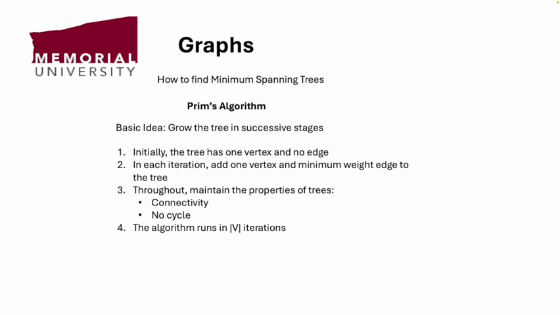So this is a very intuitive way of thinking, right? We first choose any vertex, and then we find all the paths related to this vertex, find the minimum weight, and then add it into the set. That's how Prim's algorithm works.